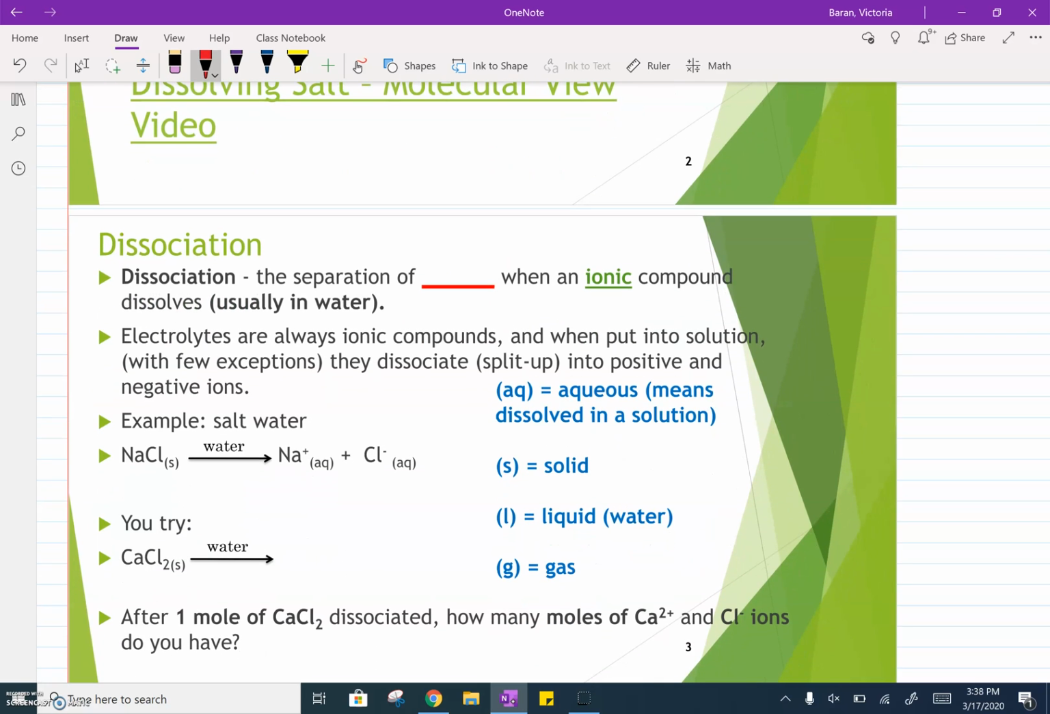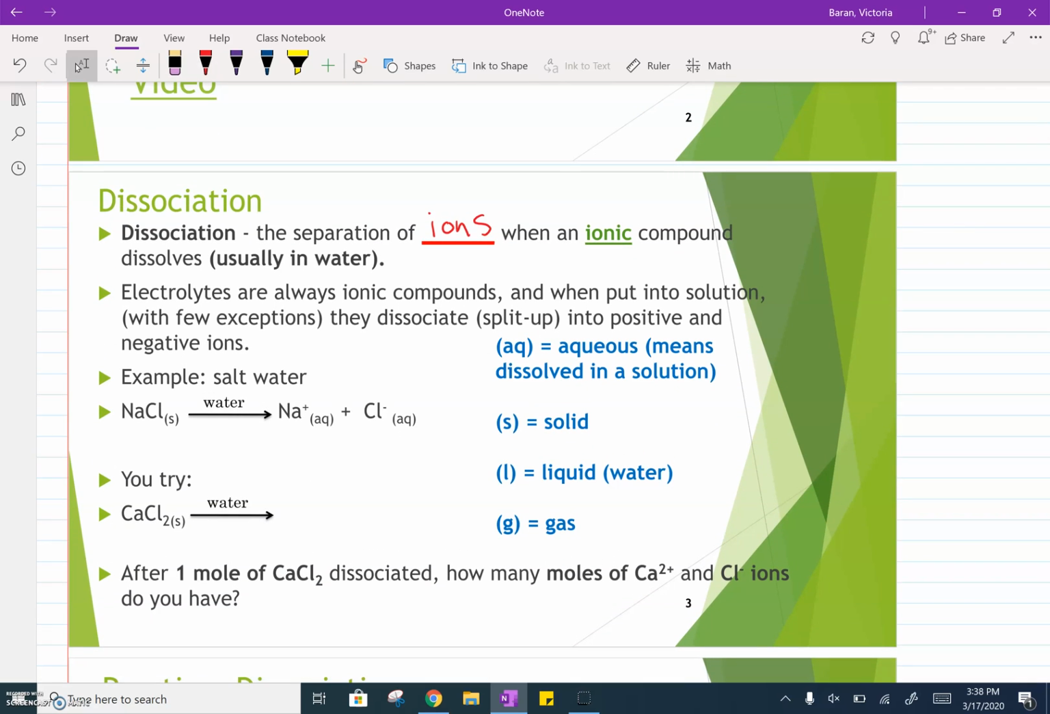So as I just said, dissociation is the separation of ions when an ionic compound dissolves, again, usually in water. Now, ionic compounds, remember, those are things that are made of a metal and a nonmetal. So metals are found on the left-hand side of the periodic table, and nonmetals are found on the right-hand side of the periodic table. And we talked about this in the chapter 12 notes.